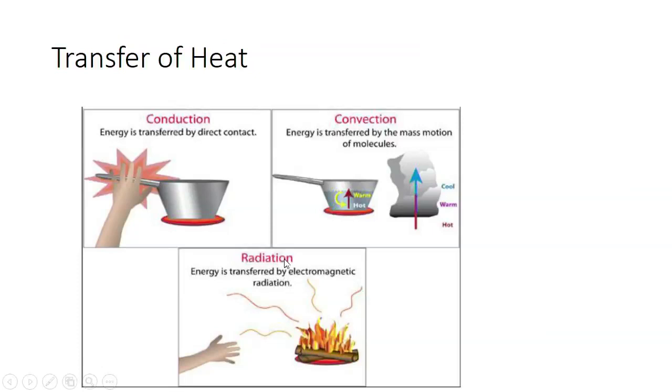The third method is radiation, whereby energy is just transferred by electromagnetic radiation. It doesn't have to pass through anything. That is how we get our energy from the sun. It doesn't have to be through contact or carried by molecules, but it still gets transferred. We call that radiation.